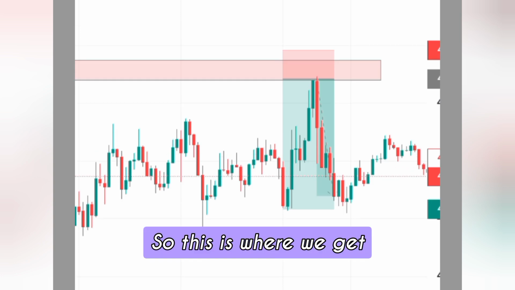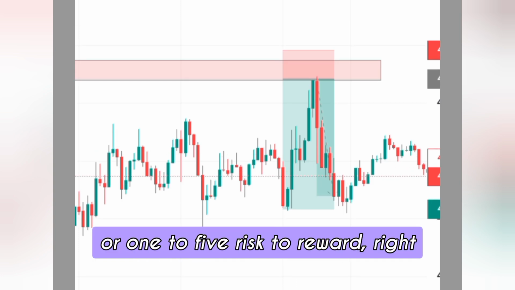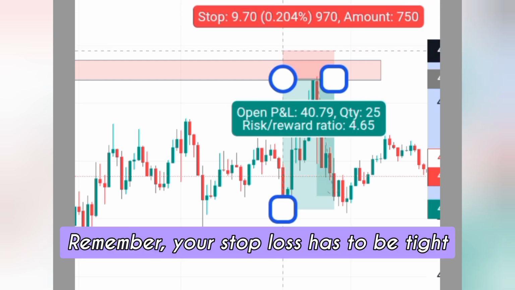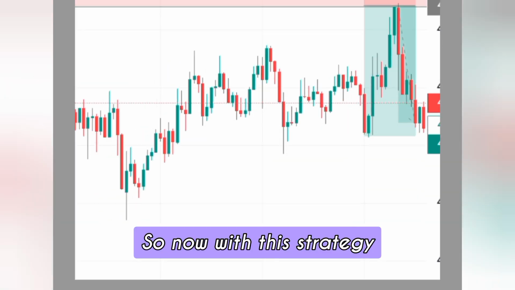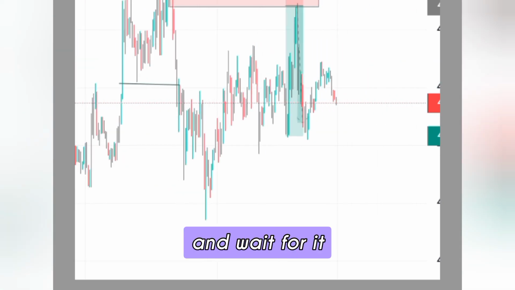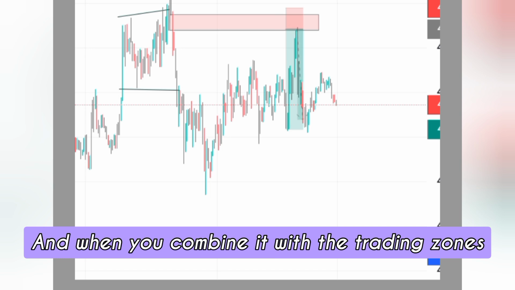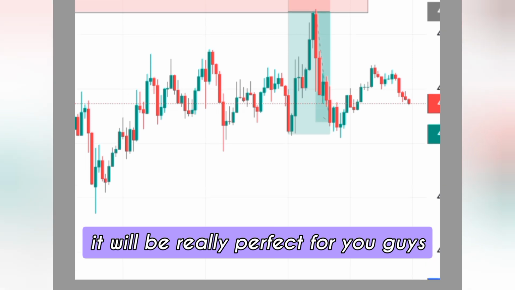So this is where we get that tight stop loss and that 1 to 3 or 1 to 5 risk to reward, right? Remember, your stop loss has to be tight and you can get low risk, high reward trades, right? So with this strategy, you can trade gold perfectly and wait for it on your key zones. And when you combine it with the trading zones and with the trading sessions, New York and London, it will be really perfect for you guys.